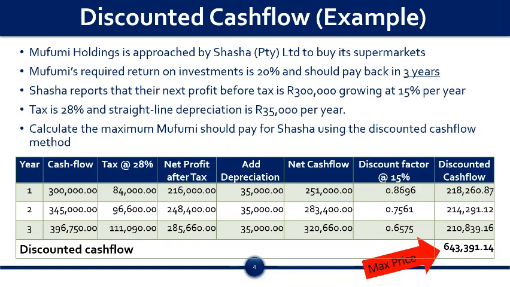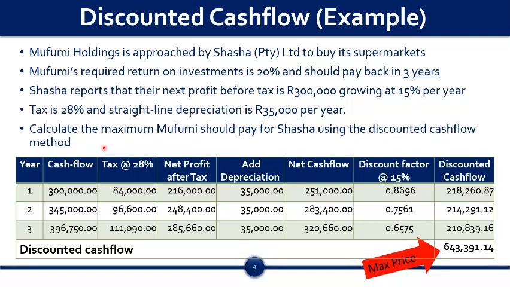Okay, so now let's look at an example. Mufumi Holdings is approached by Shasha to buy its supermarkets. Mufumi's required return is 20% and payback period is 3 years. Shasha reports next profit is 300,000, growing at 15% per year. Tax is 28% and straight line depreciation is 35,000 per year. Calculate the maximum Mufumi should pay for Shasha using the discounted cash flow method.